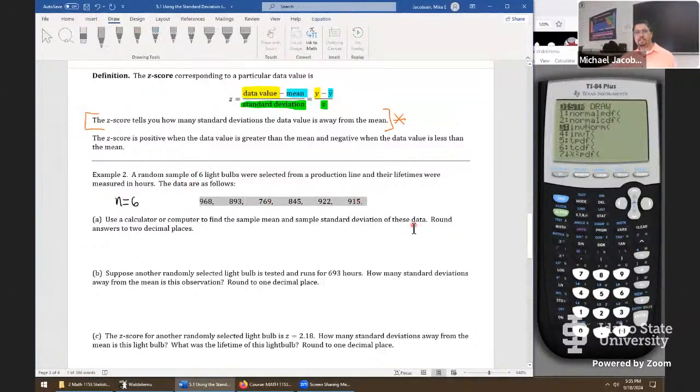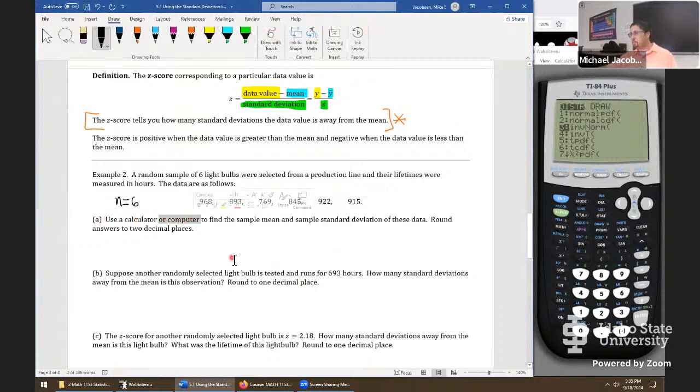You can imagine maybe this is something like cheap LED light bulbs, companies trying to maximize profit somehow, so they have a new production line. But to test out their claims on their packages, they need to have a little bit more control on what's going on with these things. So they took a random sample of size 6, and probably next thing they want to know is some summary statistics. Part A says, use a calculator or computer.